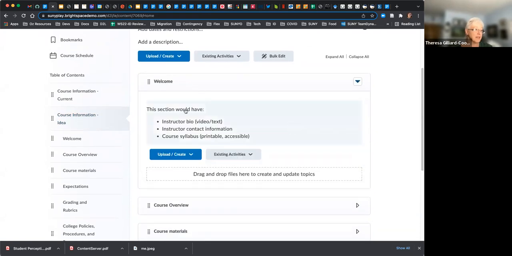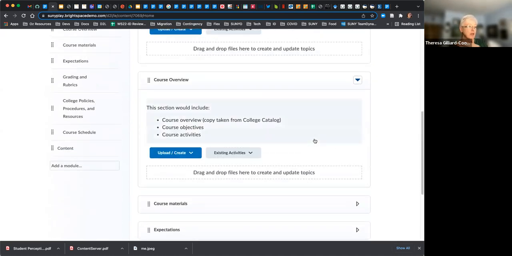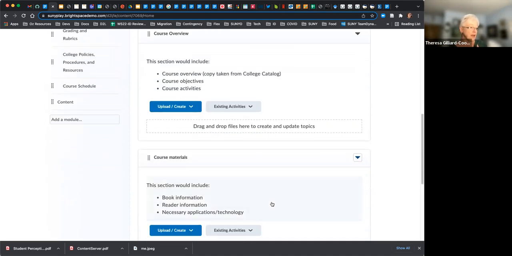So when I was thinking of the welcome, the section would include, and again, it's an idea, your instructor bio, your instructor contact information, and your principal accessible syllabus. Course overview would include the course overview, which would be taken from the college catalog, your course objectives, and your course activities, because it's a narrative. Course materials, that's where I'm thinking that would include your book information, reader information, necessary applications, and technology.